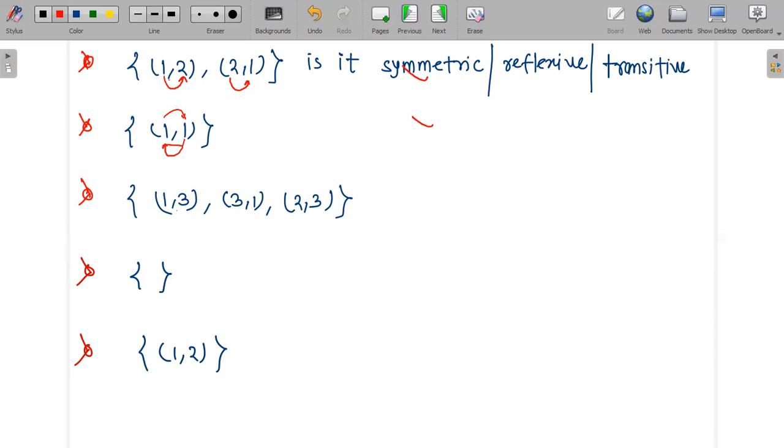In the third one, we have (1, 3) as well as (3, 1). But for the element (2, 3), we don't have any counter element like (3, 2). So the third one is not a symmetric one. The fourth one is by default a symmetric relation since it's an empty relation, and every empty relation is said to be symmetric. The fifth one is not a symmetric relation. Why? Because (1, 2) is there, but its counter element (2, 1) is missing from this relation. So this is not a symmetric relation.